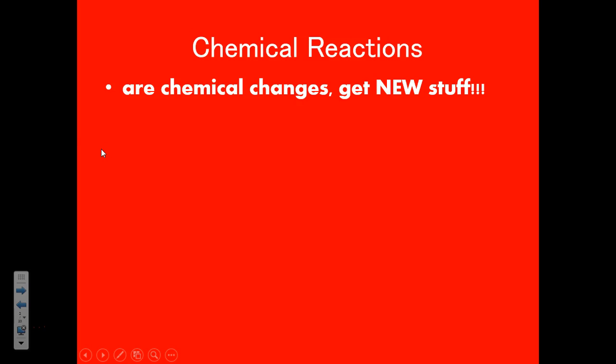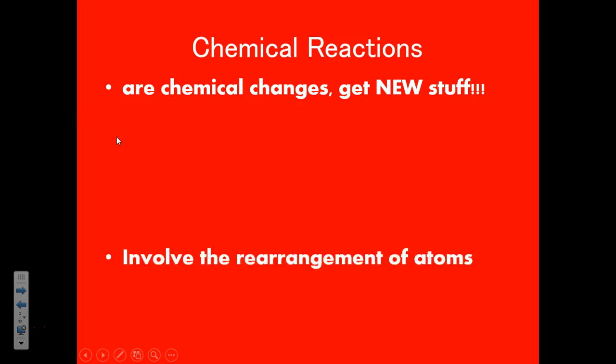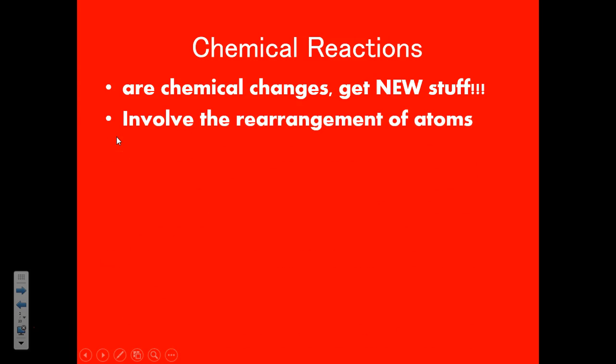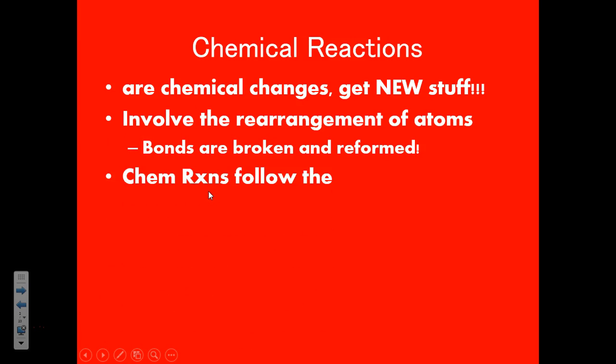Generally speaking, a chemical reaction is when you have two substances and you mix them together and they change to make new things, new substances. What this change involves is rearranging atoms, breaking old bonds and forming new bonds, so that the connectivity between the atoms is different at the end.